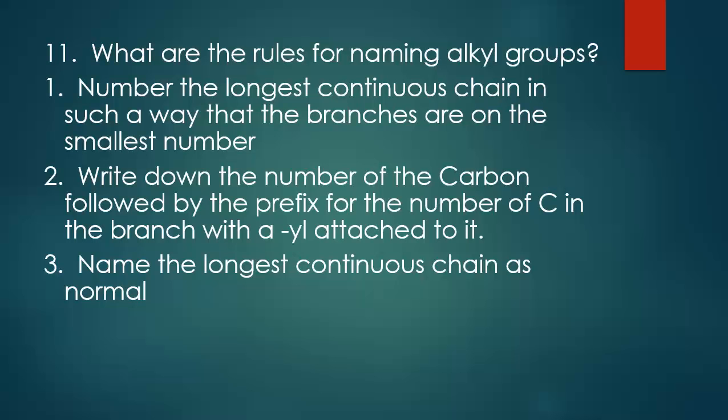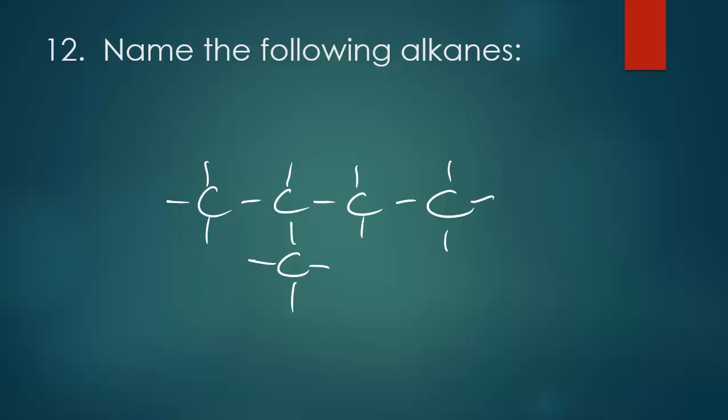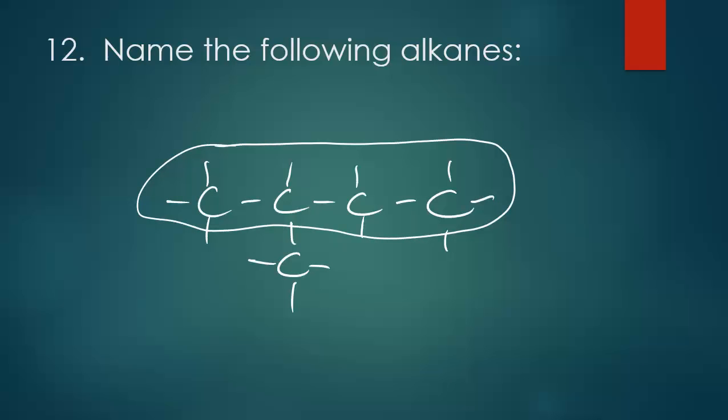This may not make a lot of sense, but it will hereafter we do six examples. All right. Now notice that if this was a tree, the longest continuous chain would be the trunk. And then you have a branch coming off of it. So step number one is to count to make sure that you have the longest continuous chain.